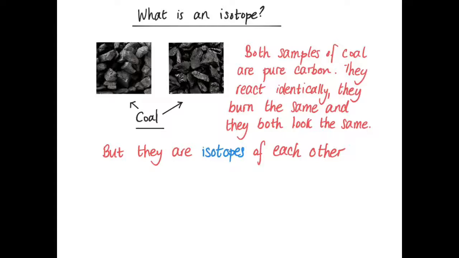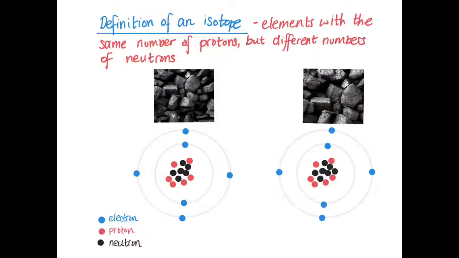They're both burned to give carbon dioxide and water and give off heat. They look the same, they smell the same, they look identical. But in actual fact, these two samples contain carbon and these two carbons are isotopes of each other. So an isotope is an element with the same number of protons but different numbers of neutrons.